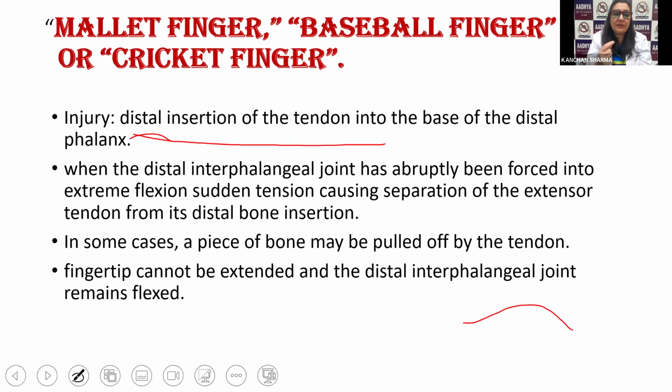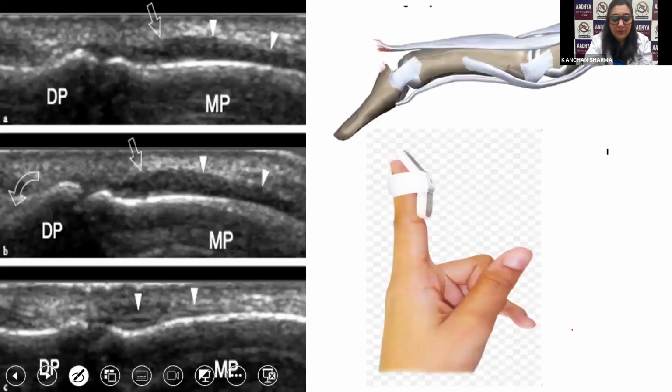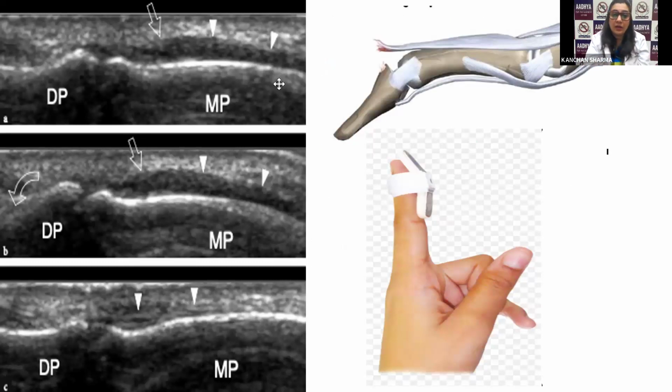And they will not be able to extend the DIP. Okay, so it will be like this. So that is the picture. If you have an injury to this, see, that is your lateral slips combining and getting attached, right? So what will happen? This extensor is not working, but obviously flexor digitorum profundus will be causing the flexion of the DIP. Your extensors are not working, so the finger will be in a flexed position. Your DIP will be in a flexed position.